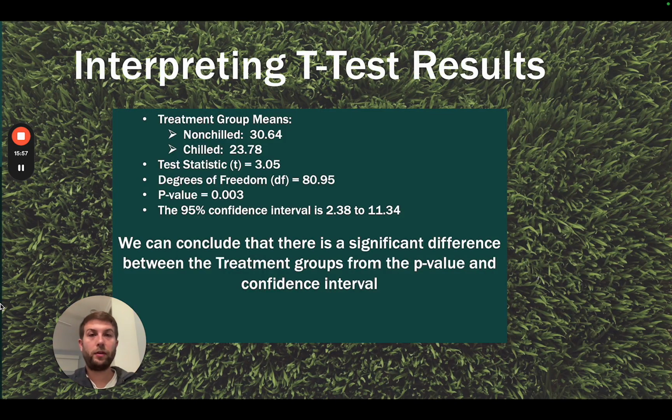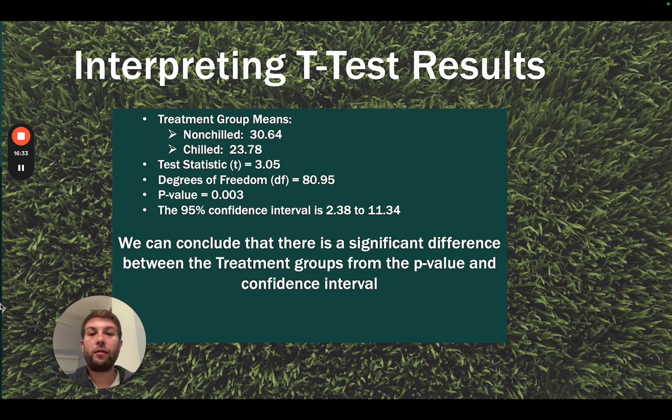The t-test returned 4 metrics and the means of the 2 treatment groups. The t-test results suggest that the non-chilled treatment has a significantly higher CO2 uptake rate compared to the chilled treatment due to the difference in the means. The non-chilled mean was much higher than the chilled mean. The significant difference is supported by the p-value and the confidence interval. The p-value was way under the 0.05 significance value at 0.003.